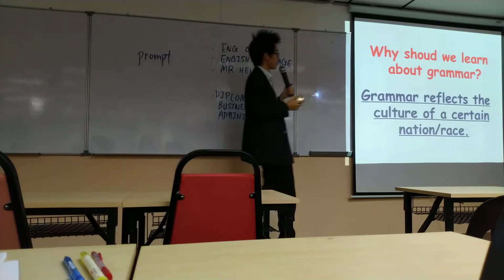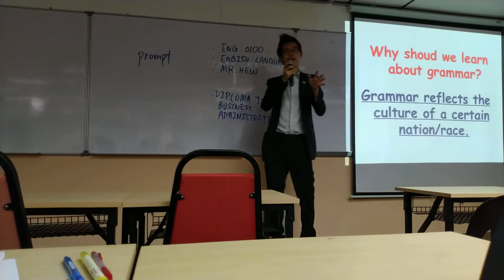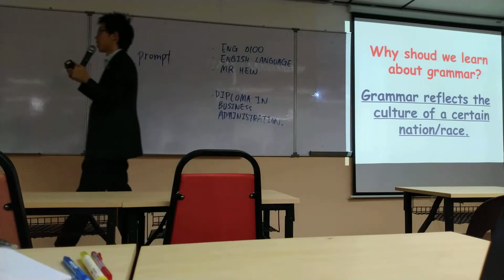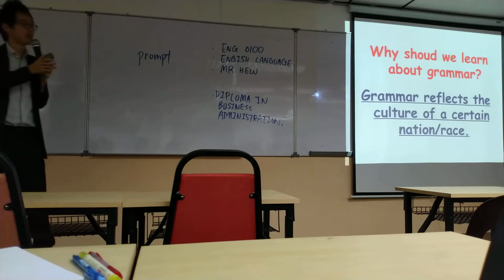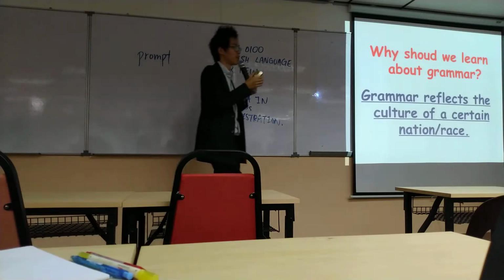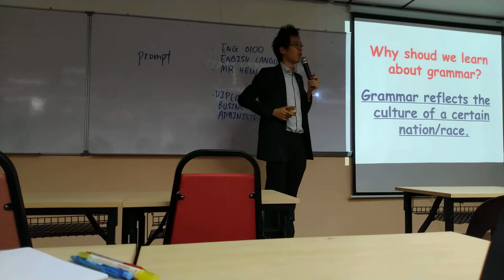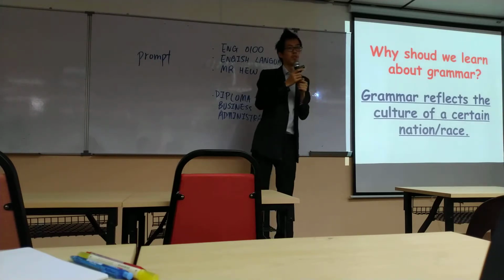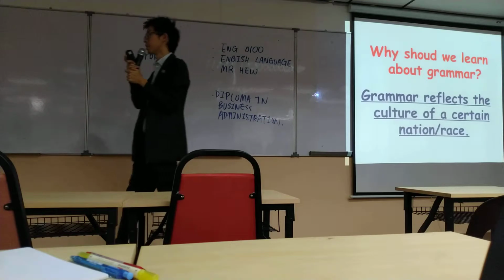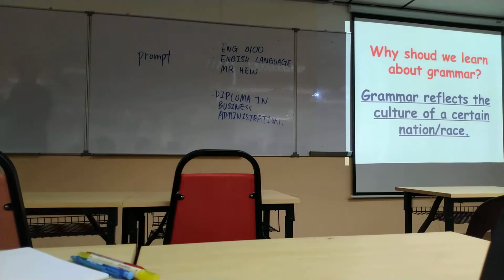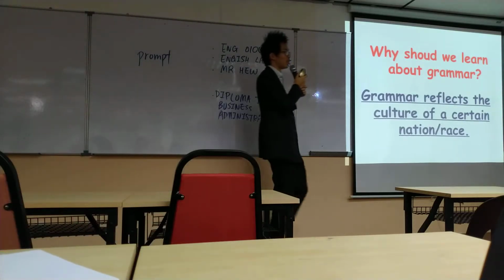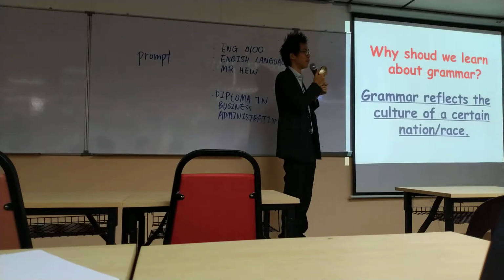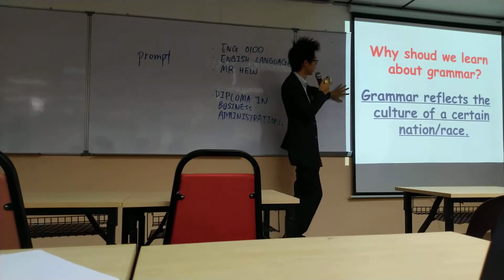A lot of people say that grammar is very boring, monotonous. But grammar reflects the culture of a certain race, because different countries and languages have different grammar. For English, there are a lot of rules about tenses, because the culture of Britain is punctuality. They do things according to the time. But for Chinese, we don't. I will show an example later. You just think of this first.